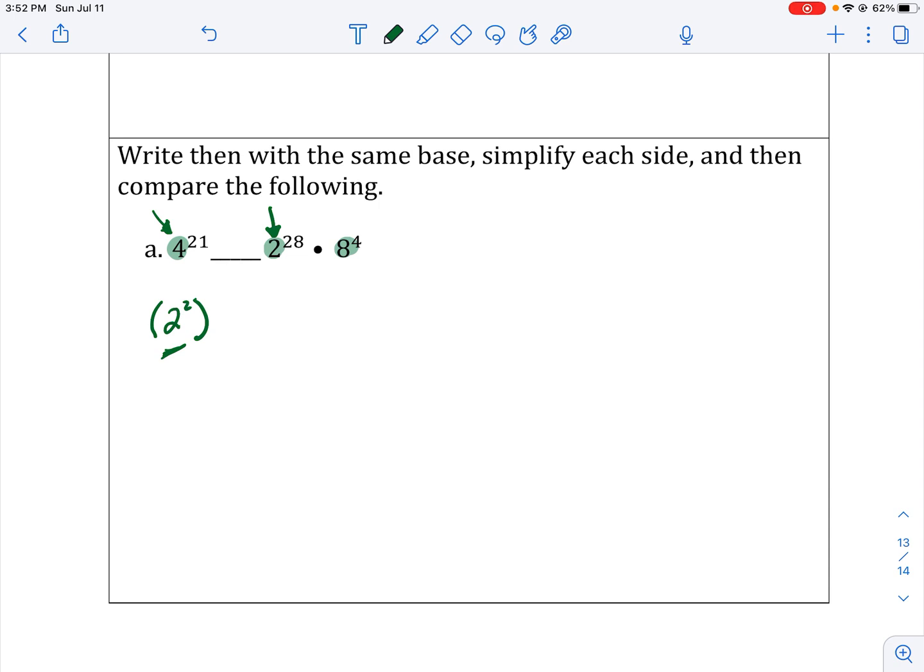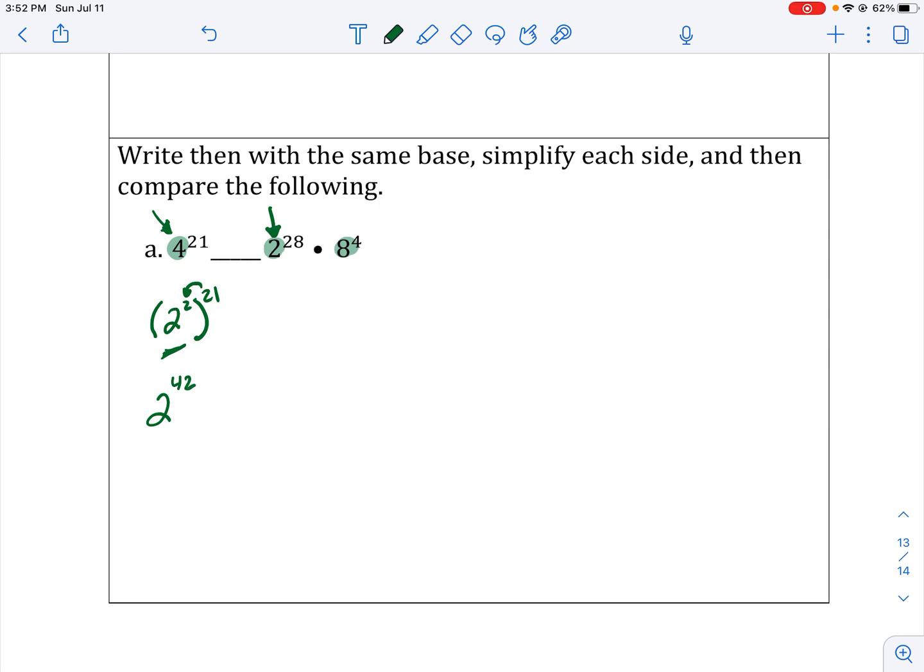And then, this is 4 to the 21st, so this is going to be 2 squared to the 21st. Now simplify even more. Exponent to an exponent, we multiply our exponents. 2 to the 42nd power.